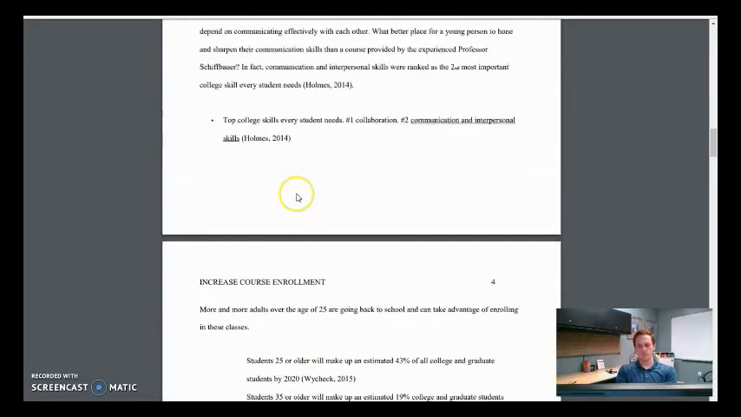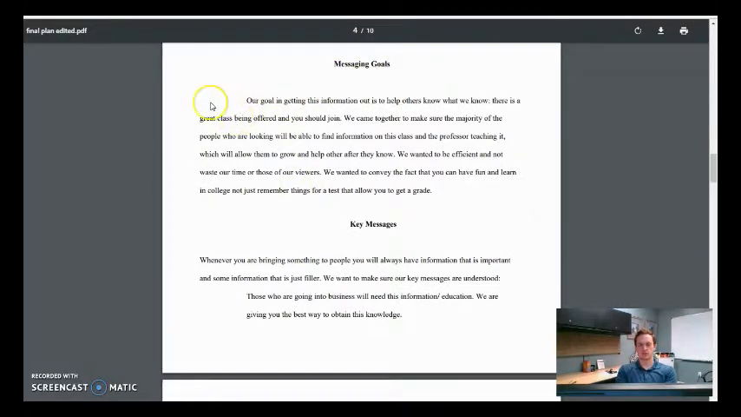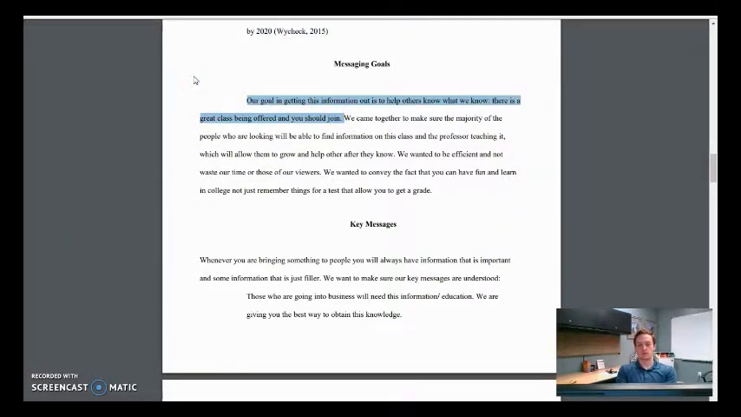As we scroll down, you go to our messaging goals, and this really just starts off with the icing on top. Our goal is getting this information out to help others who we know, others what we know, that there's a great class being offered and you should join. We have had the opportunity to join this class, to learn from it, and we almost felt it part of our duty to give back to those who are looking for these classes.